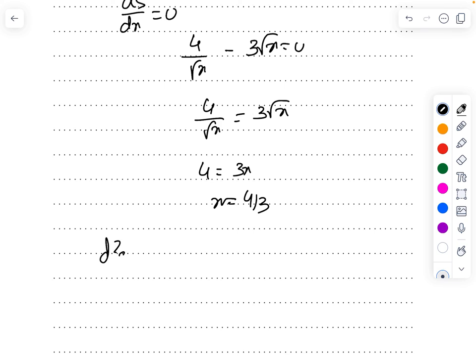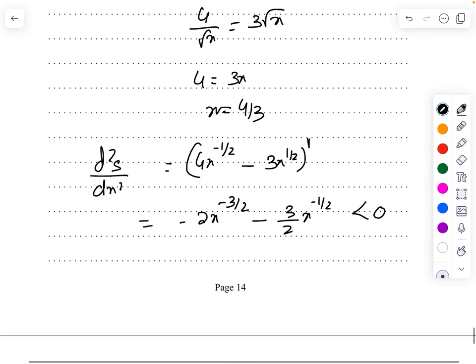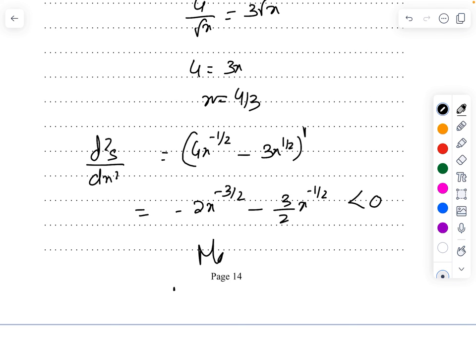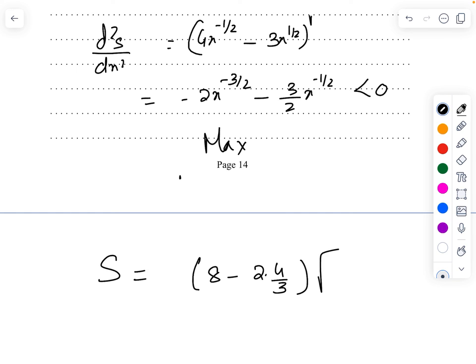Find the second derivative. It becomes 4x power minus half minus 3x power half, derivative. So it becomes minus 2x power minus 3 by 2 minus 3 upon 2 x power negative 1 upon 2. This is always negative. So therefore, it is going to be a maximum point. So therefore, area will be 8 minus 2 times 4 upon 3, then square root of 4 upon 3. Simplify that, you should be getting 32 upon 3 root 3. That's going to be the answer.